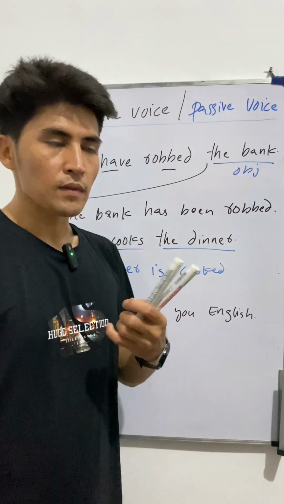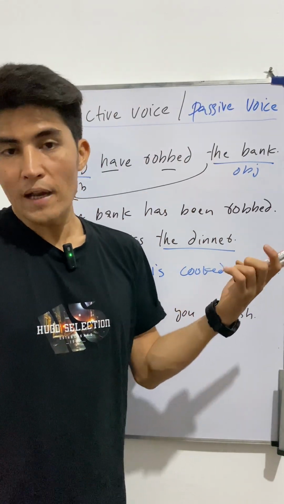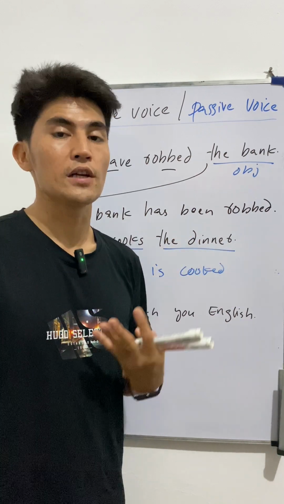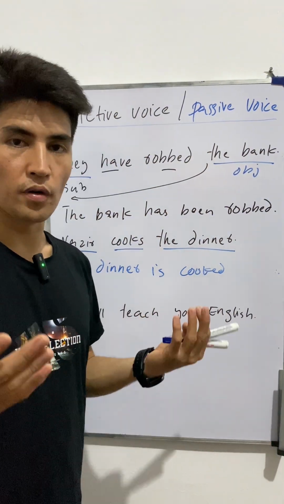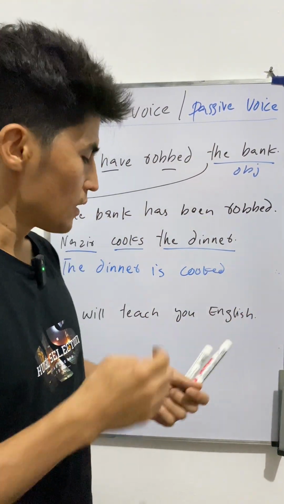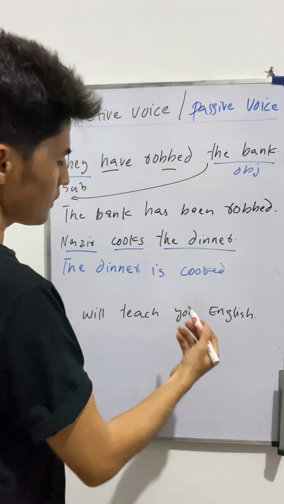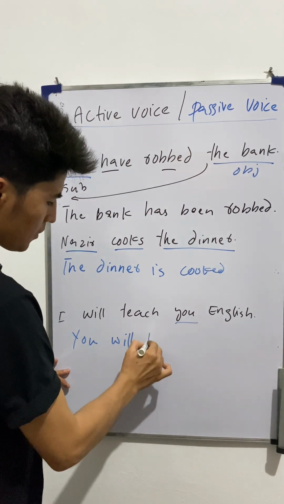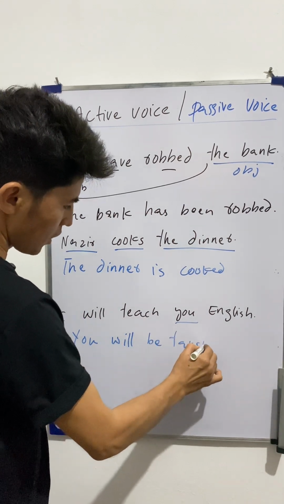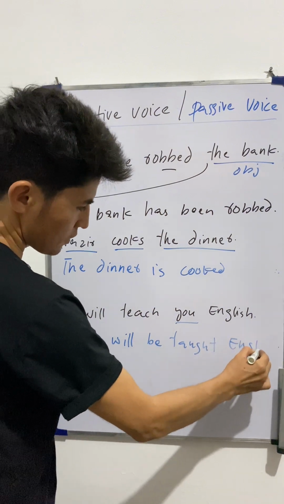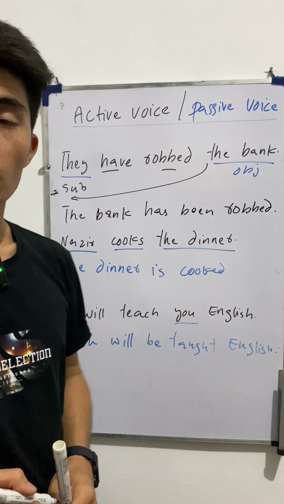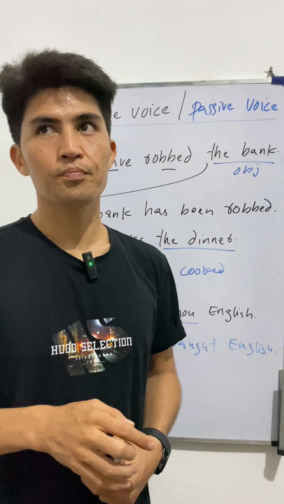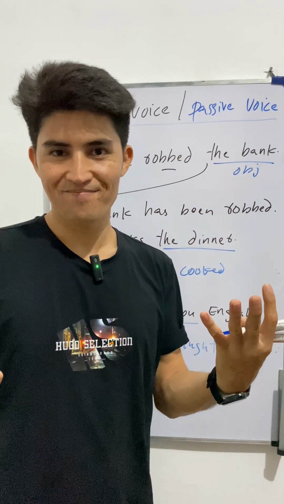It's in the future. Now, sometimes you don't know who will teach you English. شما خبر ندارید که چه کسی شما را انگلیسی یاد میده. شما فقط خبر دارید که شما را یک کسی انگلیسی یاد میدهد. I will teach you English. من به شما انگلیسی یاد خواهم داد. Okay, first of all, you have to identify the object. You've got you. So, you will be taught English. You will be taught English. شما انگلیسی آموزش داده خواهید شد. Okay?